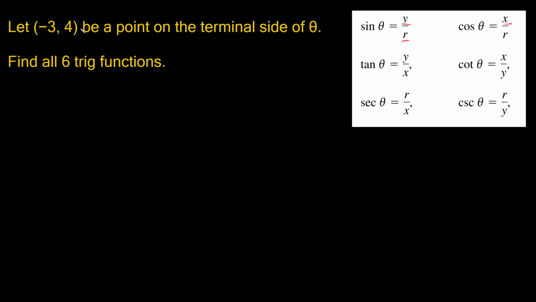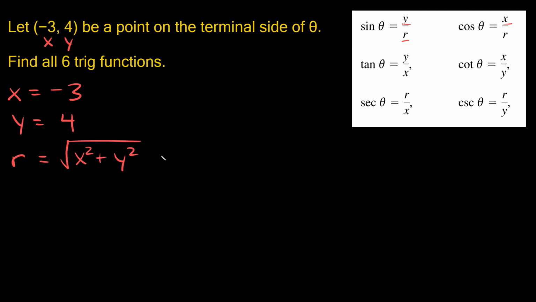Well, x and y is simply going to come from the point that you're given. So in this problem, x is going to be equal to -3, and y is going to be equal to +4. Let's just write that out. And then r is going to be equal to the square root of x squared plus y squared. All right, so in this case, r is going to be equal to the square root of x squared. Again, x is -3, and that's going to be squared, plus y, which is +4, and that's also squared.